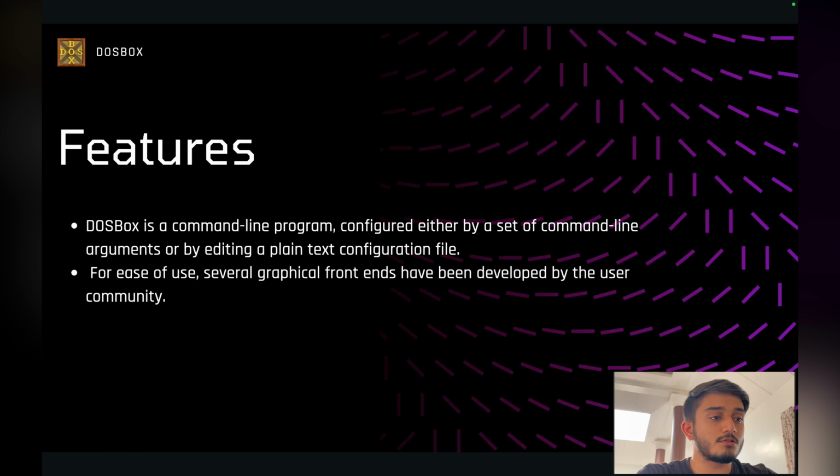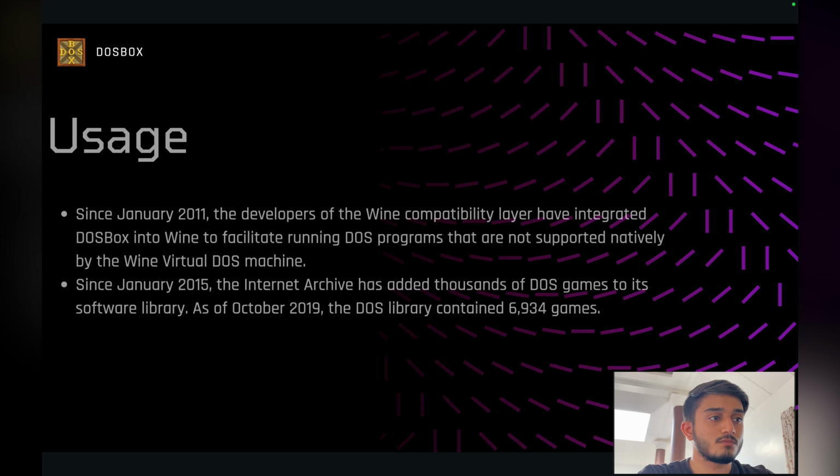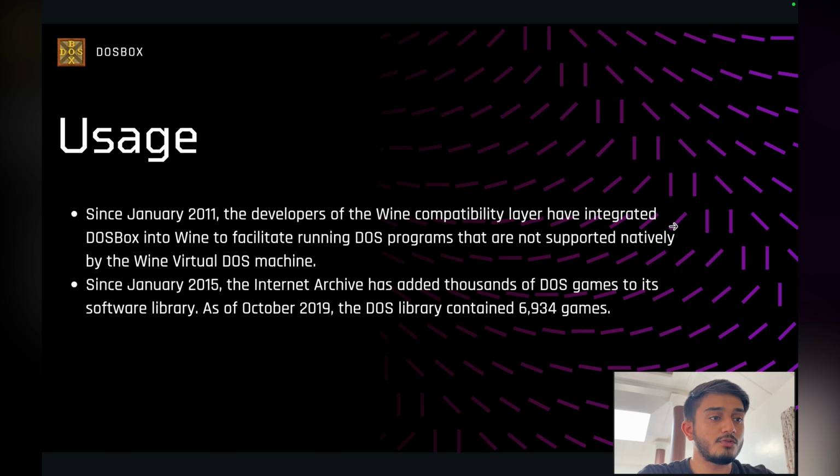Let us look at the features of DOSBox. DOSBox is a command line program configured either by a set of command line arguments or by editing a plain text configuration file. For ease of use, several graphic frontends have been developed by the user community. Since January 2011, the developers of the Wine compatibility layer have integrated DOSBox into Wine to facilitate running DOS programs that are not supported natively by the Wine virtual DOS machine.